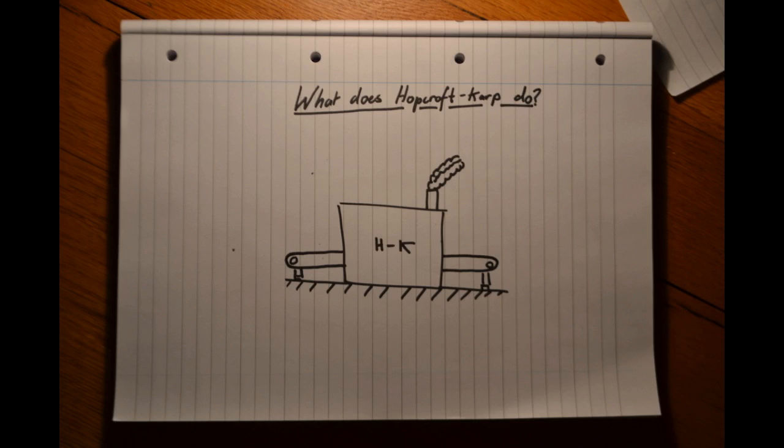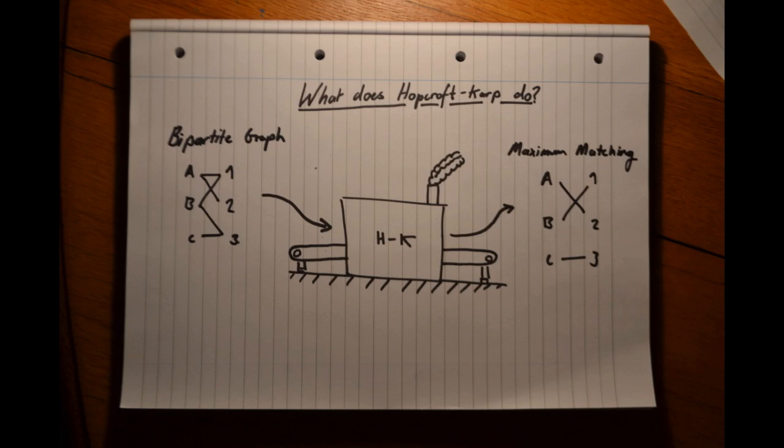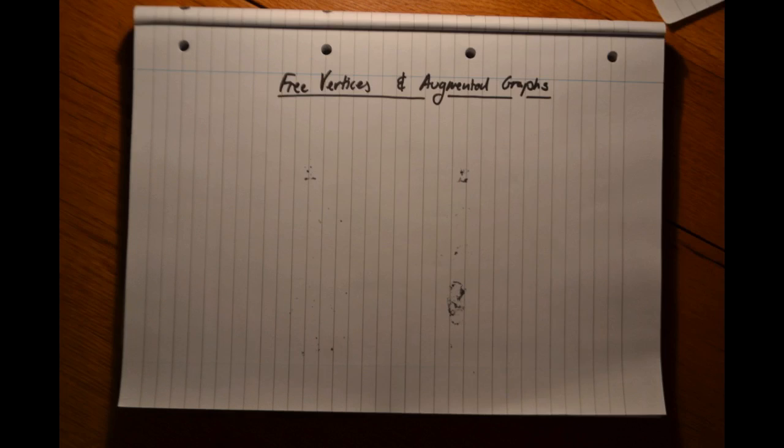So, what does the Hopcroft-Karp algorithm actually do? Well, it takes in a bipartite graph and produces the largest set of edges where no edges share an endpoint. In other words, it produces the maximum matching for a given bipartite graph. Before we move on to actually seeing the algorithm in action, there's a couple more terms I should explain. Free vertices and augmenting paths.